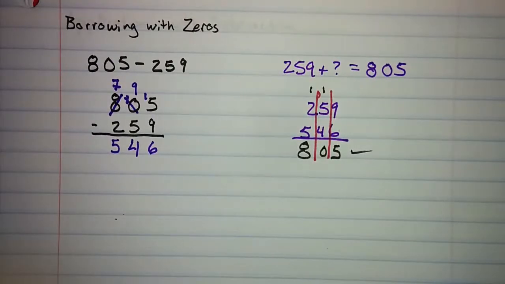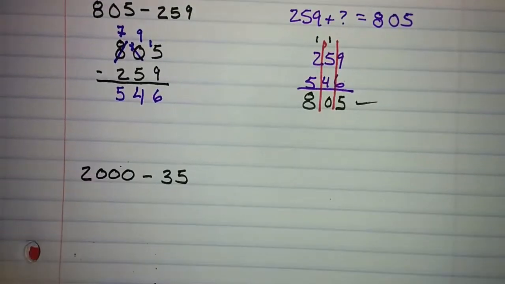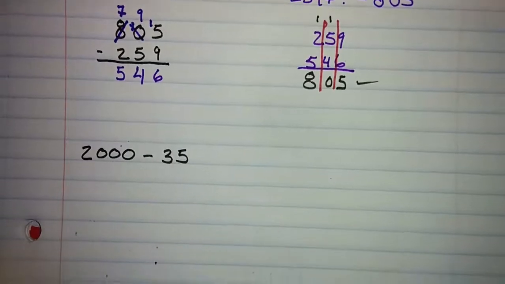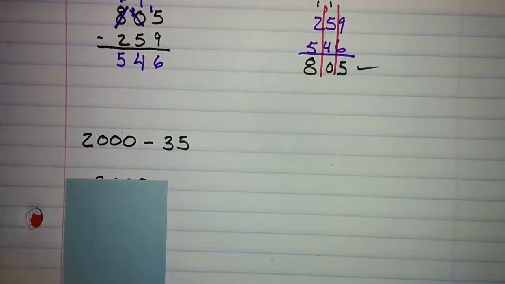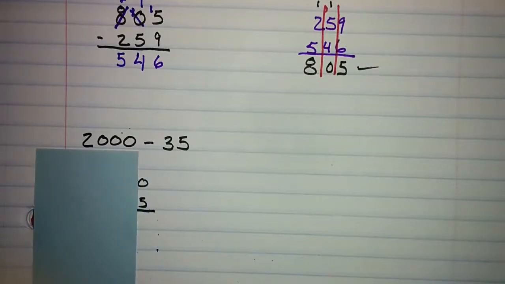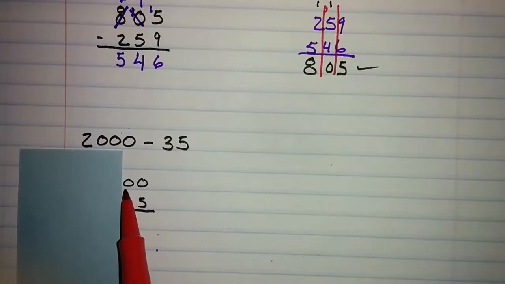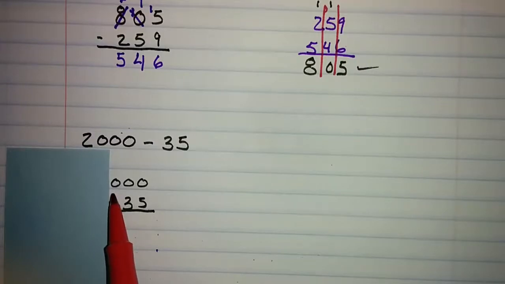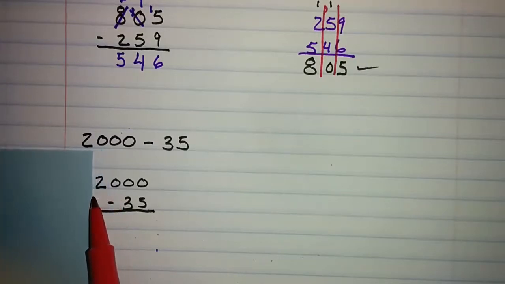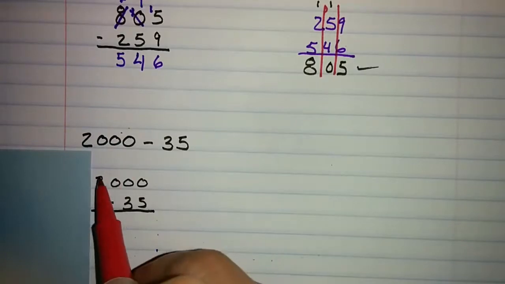Let's see something a little bit more complicated. Let's say we want to take 2,000 minus 35. Again, I'm going to write this out vertically. And I'm going to come at this place by place. 0 minus 5, can't do it. I need to borrow from the next place. But the next place hasn't got any either. I need to borrow from yet the next place. They haven't got any either. I need to go all the way over and borrow from the thousands place.